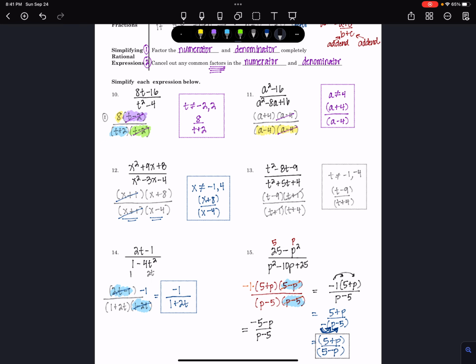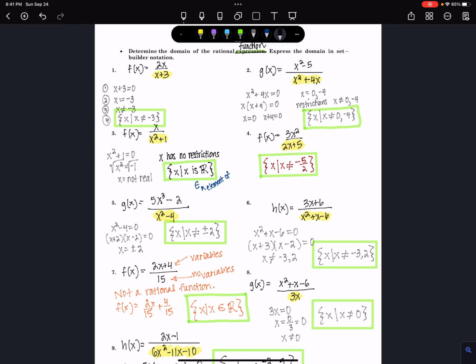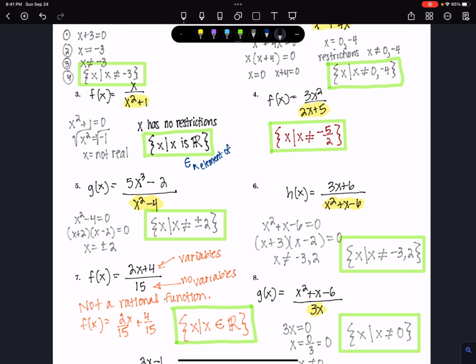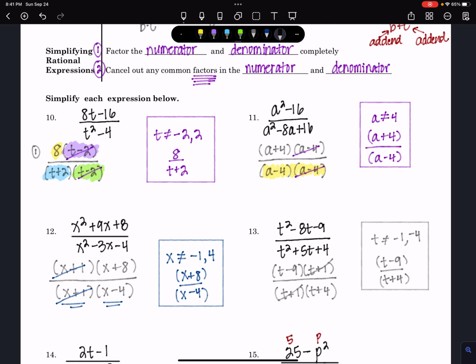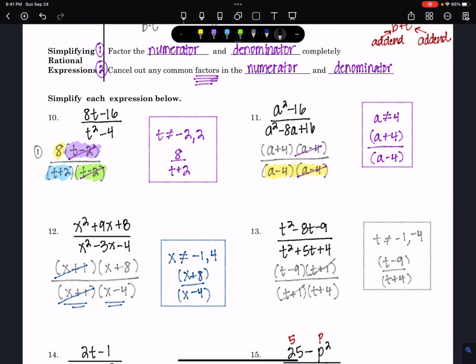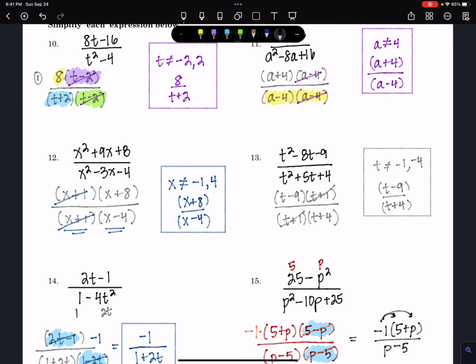And now we're just going to continue to practice. We'll practice finding the domain of our rational functions, and we will practice simplifying those rational expressions, canceling out common factors.